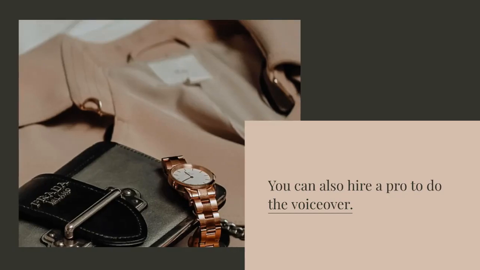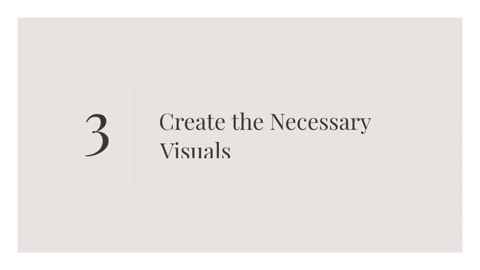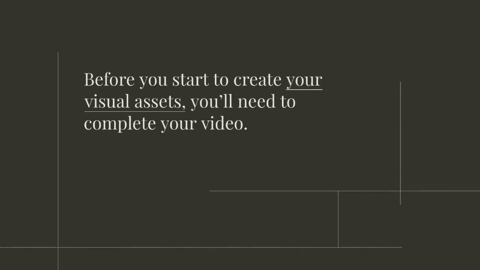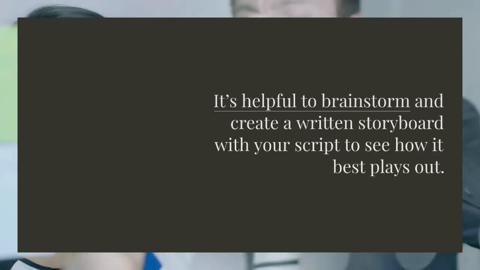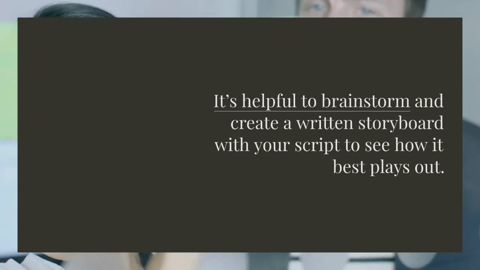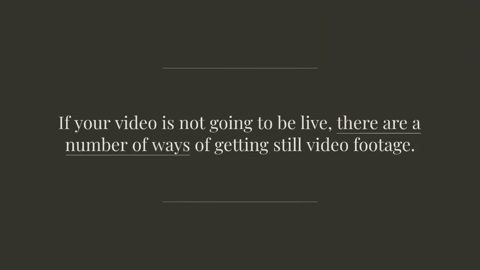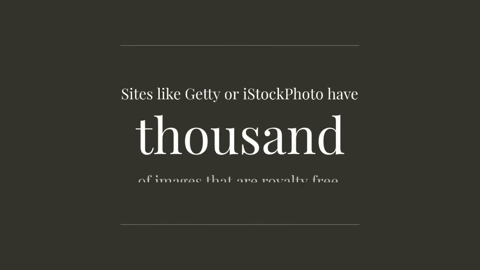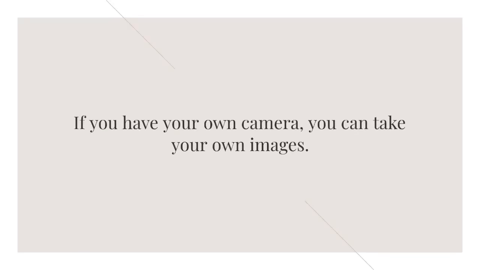Step 3. Create the necessary visuals. Before you start to create your visual assets, you'll need to complete your video. It's helpful to brainstorm and create a written storyboard with your script to see how it best plays out. If your video is not going to be live, there are a number of ways of getting still video footage. Sites like Getty or iStockPhoto have thousands of images that are royalty-free. If you have your own camera, you can take your own images. If you are giving directions or doing how-to videos, you can also use screen capture.